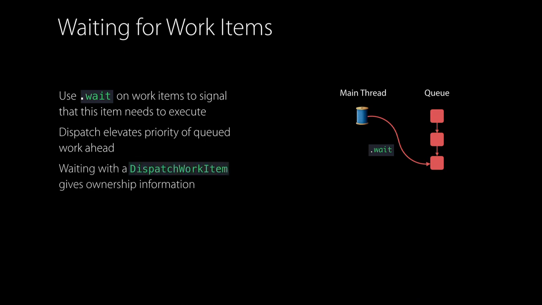And it can do this because the dispatch work item knows where it was submitted, which queue you want to run it on. And then therefore, dispatch knows which queue it has to elevate in order to get your work item completed. And it's very important to note that waiting on semaphores and groups don't store this ownership information. This means if you wait on a semaphore, it isn't going to cause the things in front of your semaphore signal to execute any quicker.